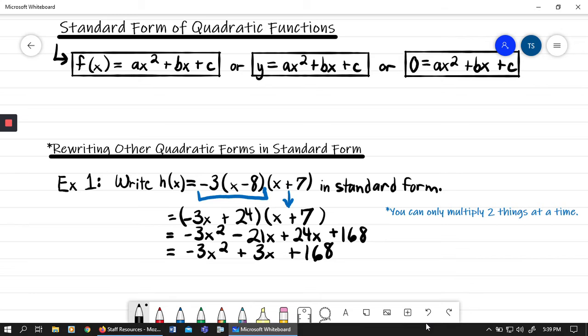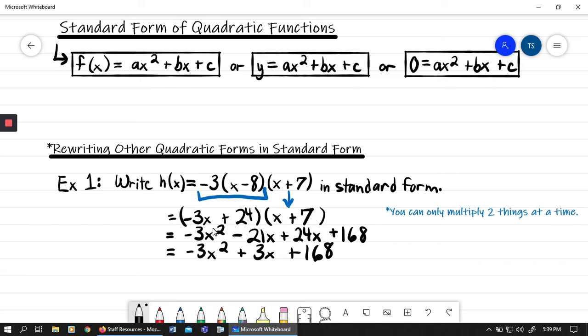So again, because you can only multiply two things at a time, guys, we had to choose two things to multiply first, and so we did that. We went ahead and distributed the negative 3 to this first set of parentheses, and we got the result of negative 3x plus 24.